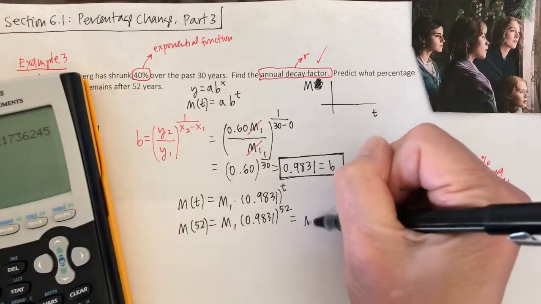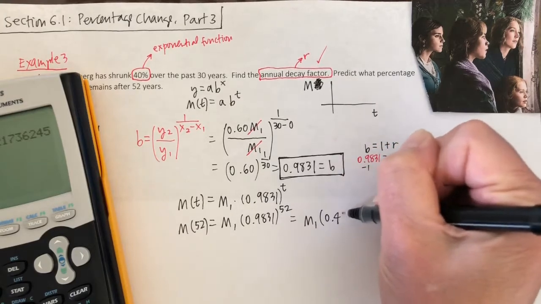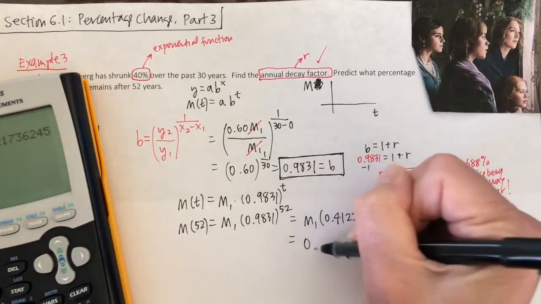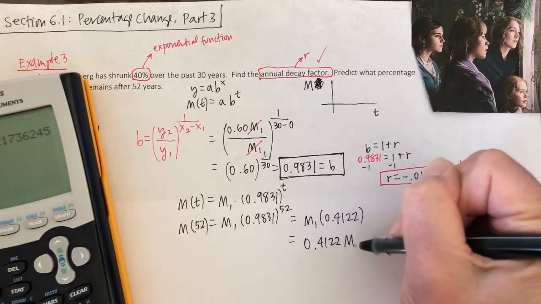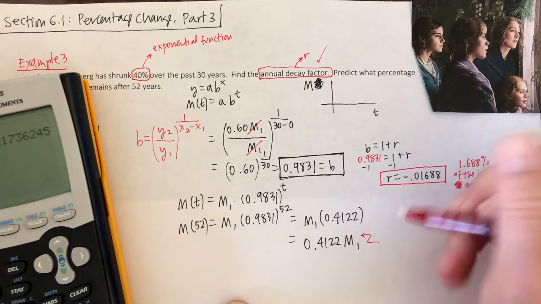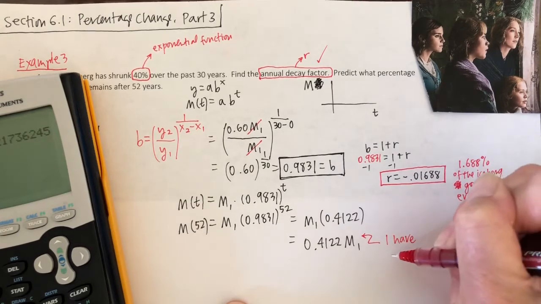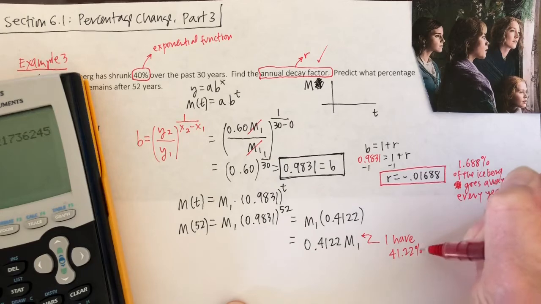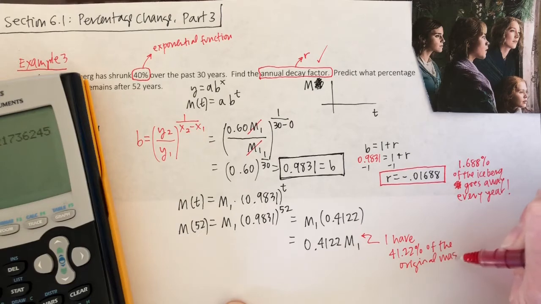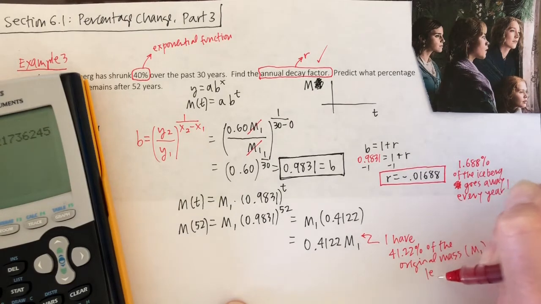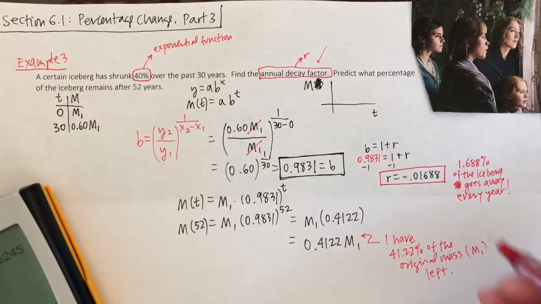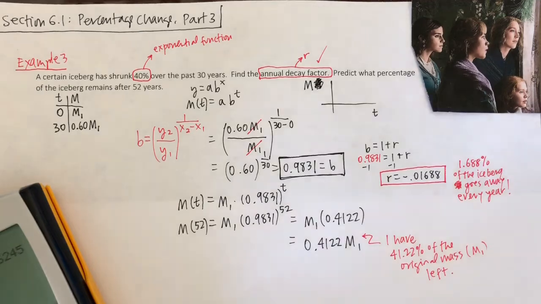Is M1 times 0.4122. Another way of writing this is 0.4122 times M1. And really this means that after 52 years, I have about 41.22% of the original mass, or M1, left. So I've answered their second question. Predict what percentage of the iceberg remains after 52 years: 41.22%. All right.